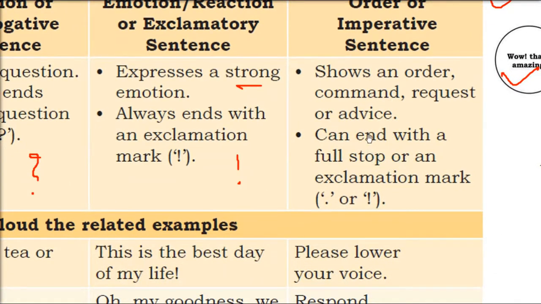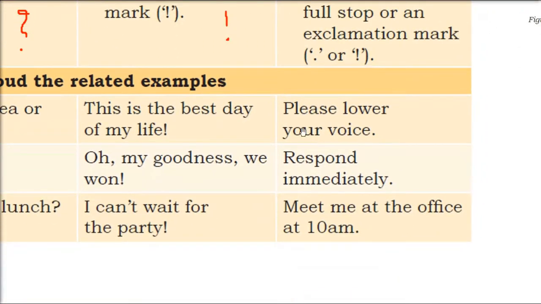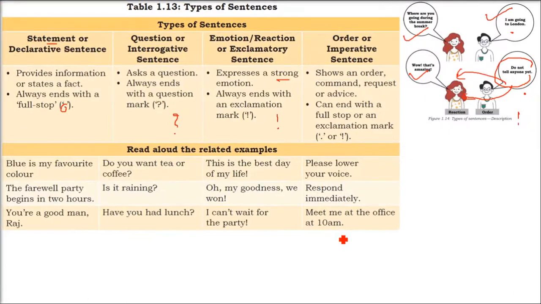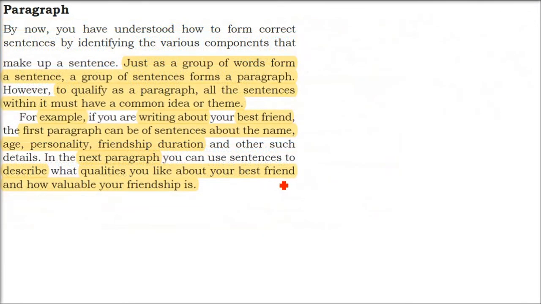Now order, imperative sentence. So it can be an order, it can be an advice, it can be a command, it can be a request. So please lower your voice. It's a command or it's a request. Respond immediately. It may be request, it may be command also. Meet me at the office at 10 a.m. So this can be a command, this can be order, this can be request also. So this is an imperative sentence.